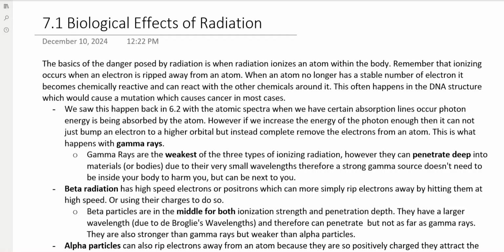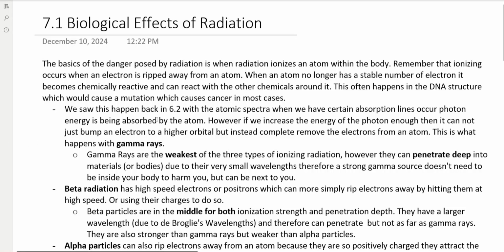Now when we talk about radiation in this context, we're actually talking about ionizing radiation. So this is a special type of radiation. It's not just EMR, electromagnetic radiation, that is light. We're talking specifically about radiation that is ionizing electrons out of an atomic structure. So when an electron is ripped away from an atom, that is ionized. That's an atom that has been ionized.